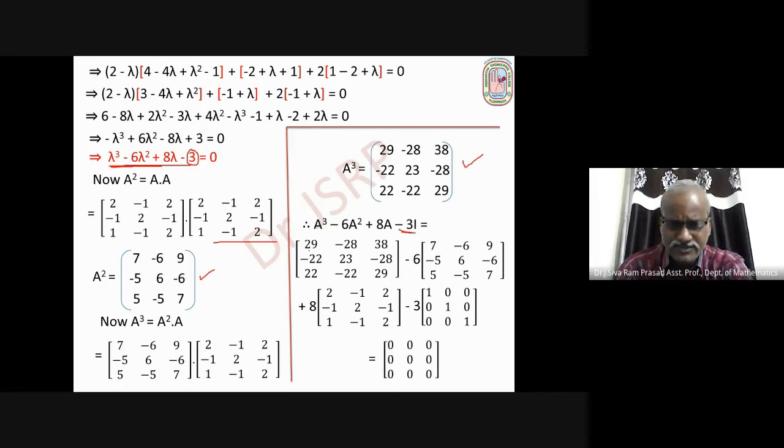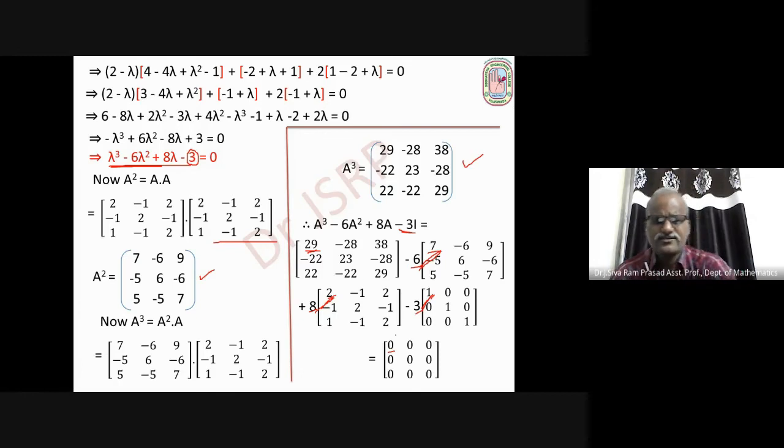Observe the first entry: 29 here. This is minus 6 into 7, minus 42. This is 8 into 2, 16. This is minus 3 into 1, minus 3. First add the positive terms: 29 plus 16, 45. Here minus 42 and minus 3, minus 45. So both get cancelled. So you get 0.